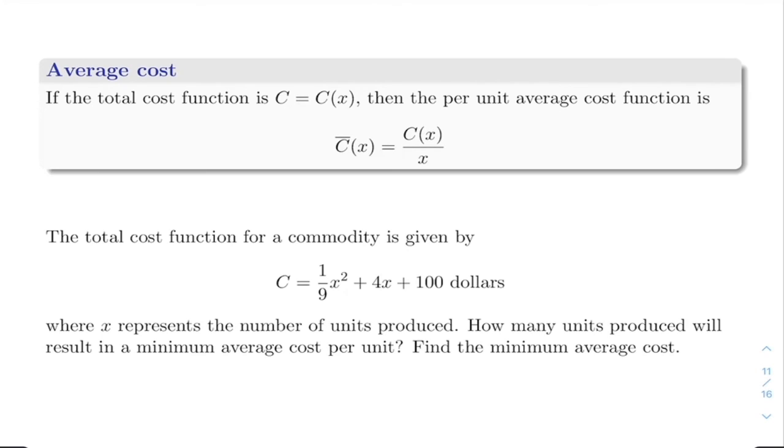So going back to our function, we get that the number of units we need to produce to get the minimum average cost per unit is 30, and the minimum average cost, c bar of 30, is equal to 10.66.